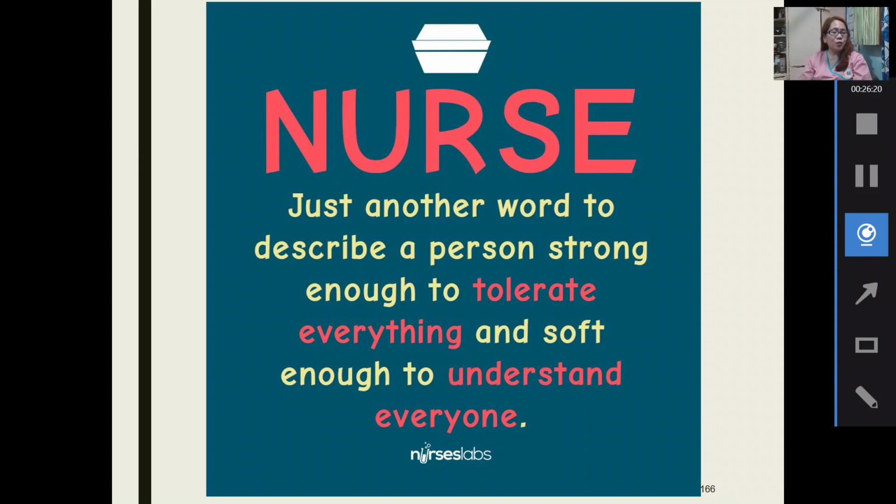Okay? So, let me end my presentation or discussion with this quote from Nurse's Lab. So, nurse is just another word to describe a person strong enough to tolerate everything and soft enough to understand everyone. Okay? God bless everyone.